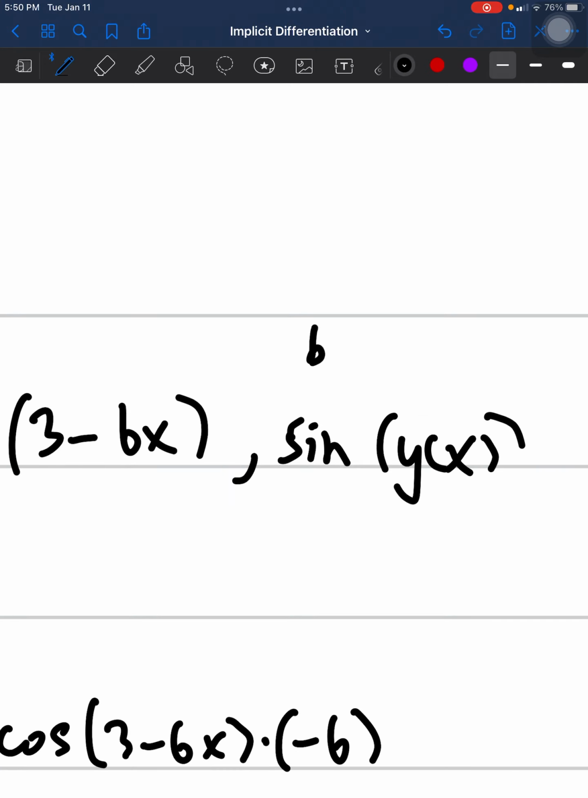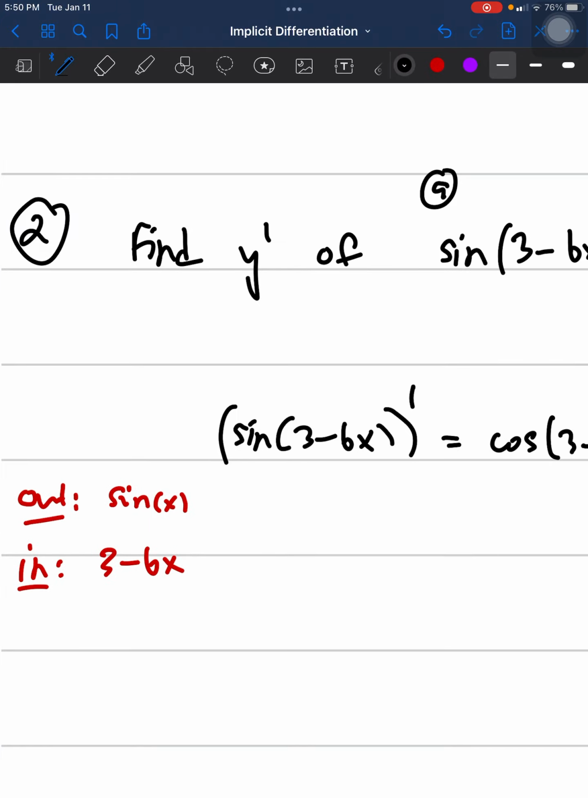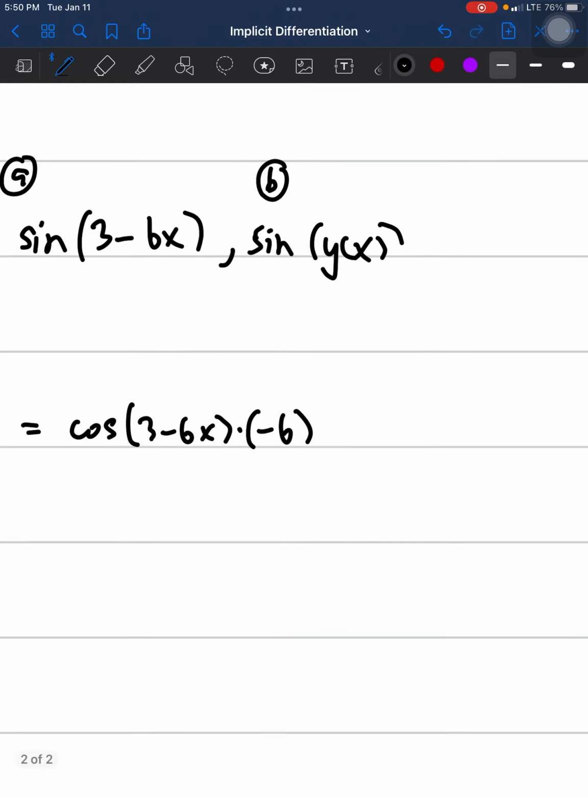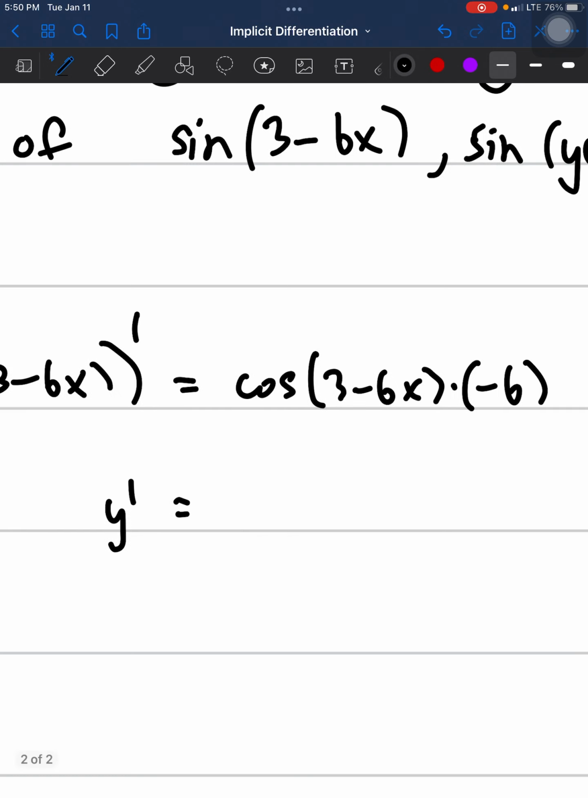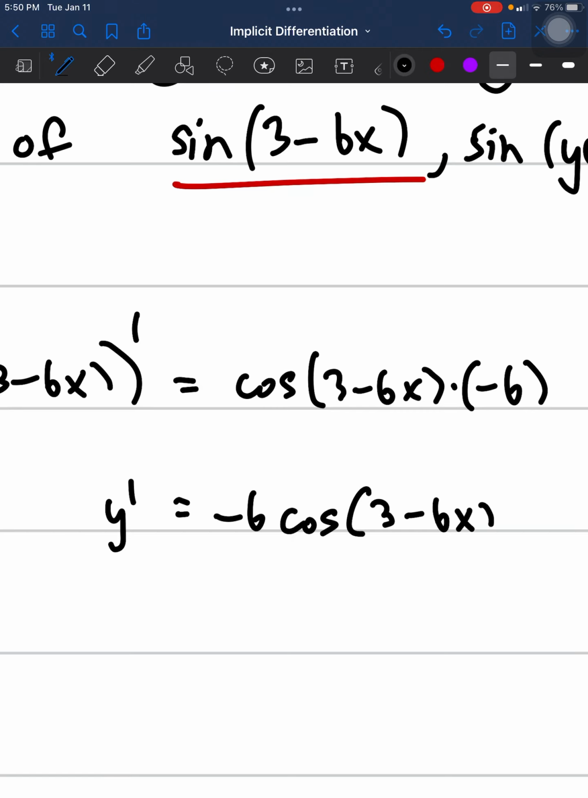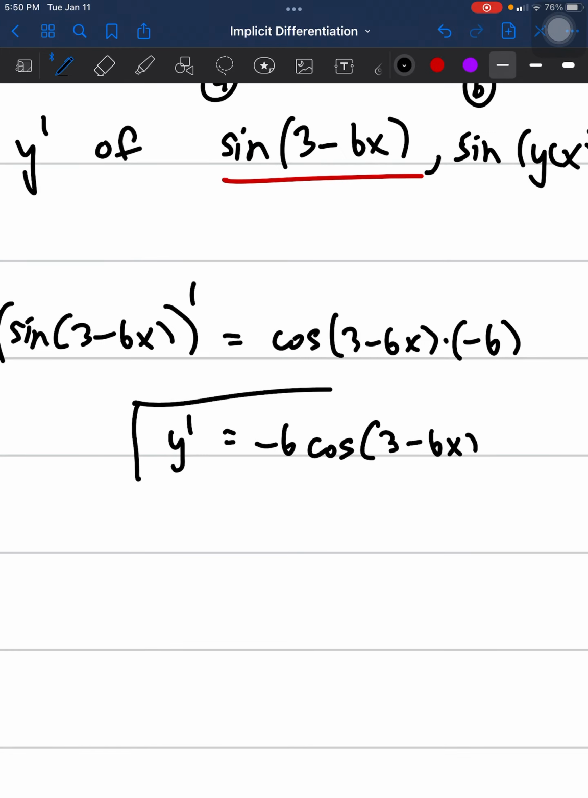So I guess this is part A, and this is part B. I'm going to label it right here too, part A. So the overall derivative, y prime, for this first part A is negative 6 cosine of 3 minus 6x.